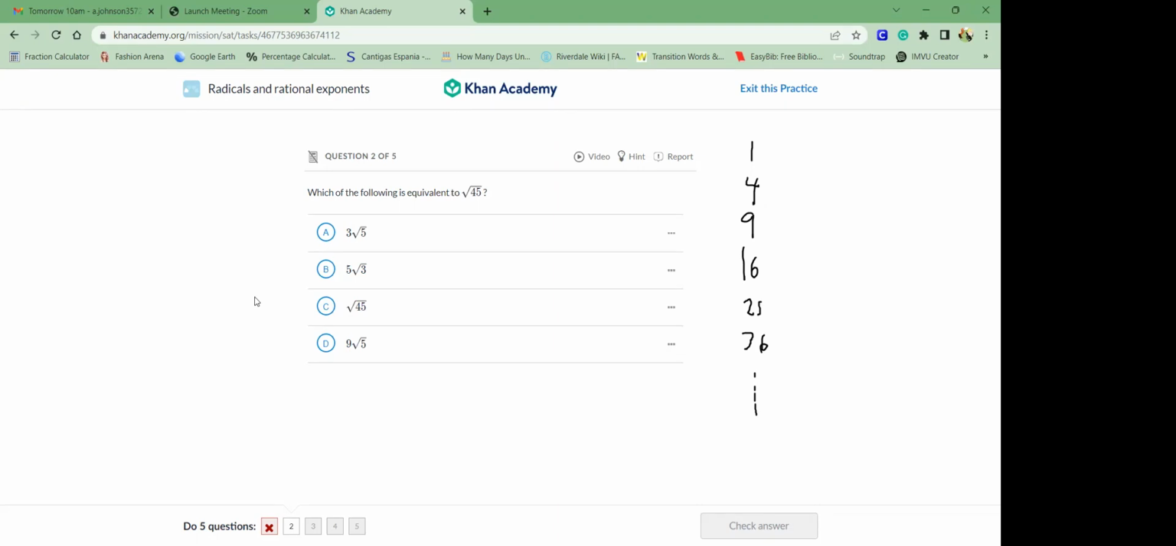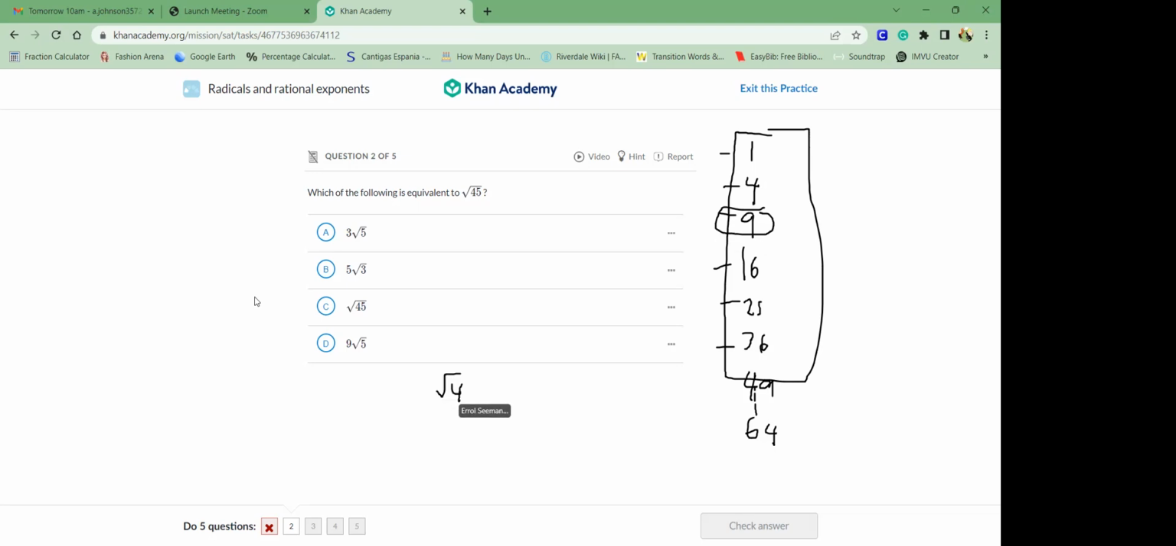So which one of these perfect squares goes into 45? Six? Well, six is not on the list. This is one squared, two squared, three squared, four squared. This one, right? That one goes into 45. So we can write root 45 as what? If we break it into two radicals, what is it?